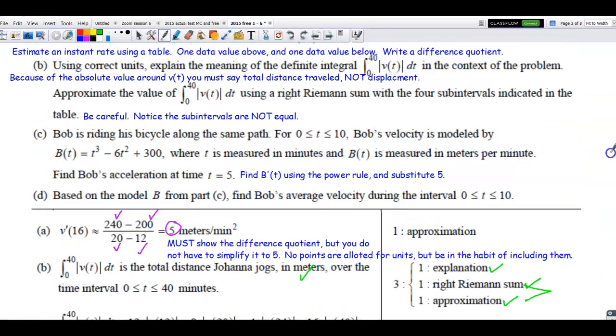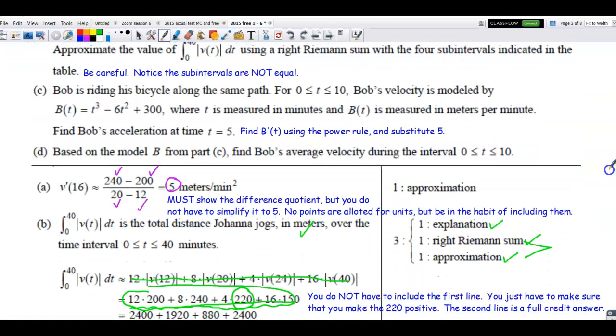Going back to part C, now we introduce Bob, and Bob is riding on his bike along the same path, and his velocity, instead of being given as a table, is given as a function, a cubic function. And his velocity is also measured in meters per minute. We're looking for Bob's acceleration, which is the derivative of velocity. So this is a very simple power function, and we're going to take the derivative by the power rule, and we're going to substitute 5.